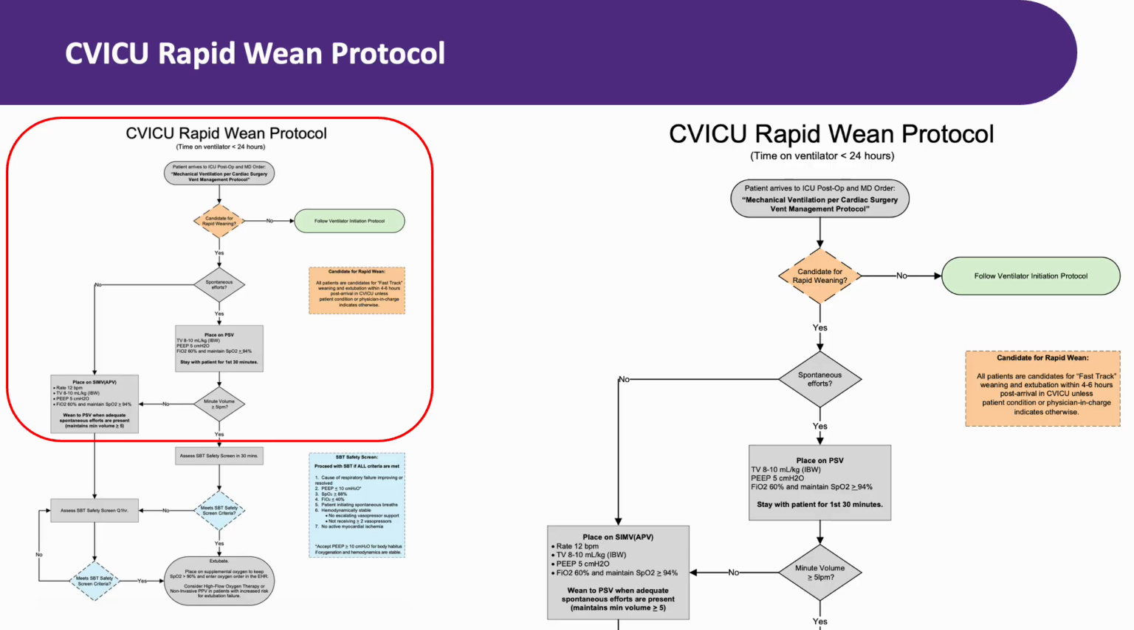Adjust the pressure support level to maintain comfortable breathing. However, if the patient cannot maintain a minute volume of at least 5 liters per minute on their own, we place them on SIMV PRVC or APV SIMV with a set rate as a safety net. The expectation is the same as the post-op protocol.